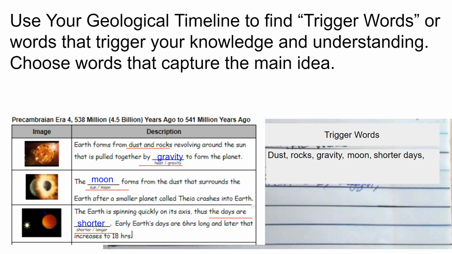So whatever word triggers the main idea, you want to write it down. And then later when you look at that word, let's say you read the word moon and you're like, wait, why did I put moon for Precambrian? Well, you can come back to these notes to figure that out. Or perhaps later when you read the word moon, you'll remember, oh yeah, I wrote moon because the moon was formed during this time.